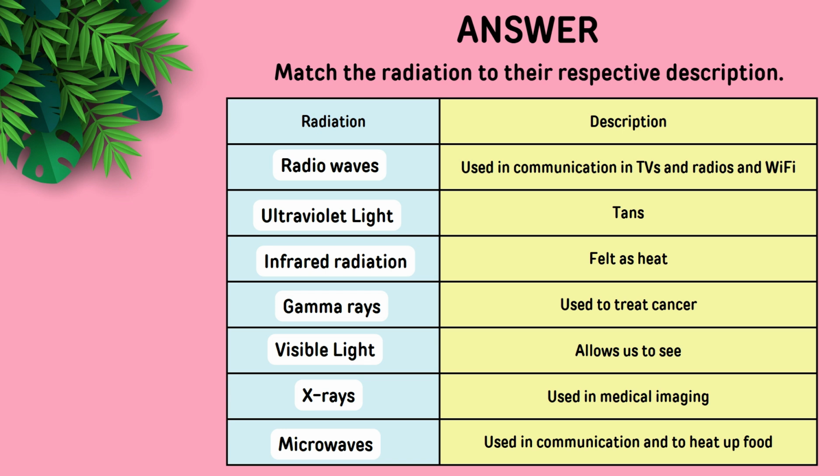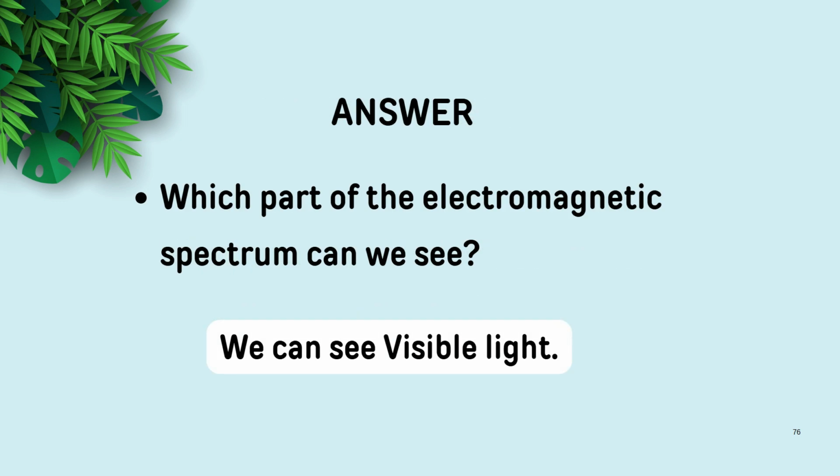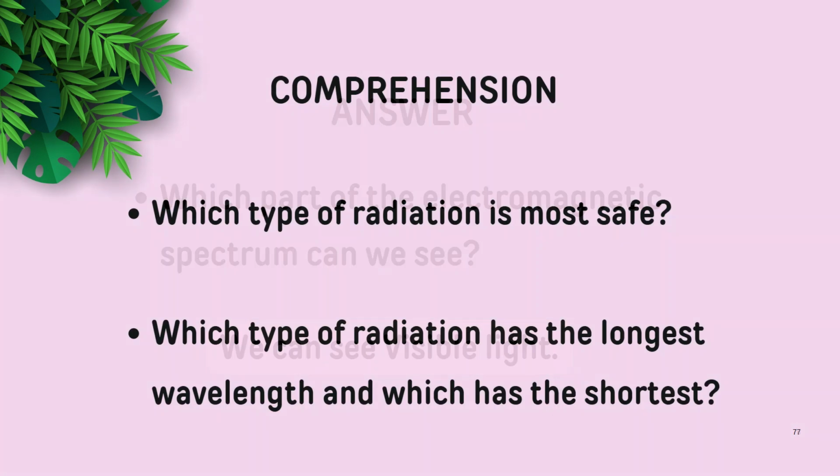If you have these answers, yay! Which part of the electromagnetic spectrum can we see? Correct, we can see visible light.